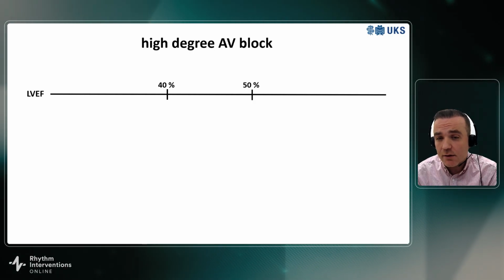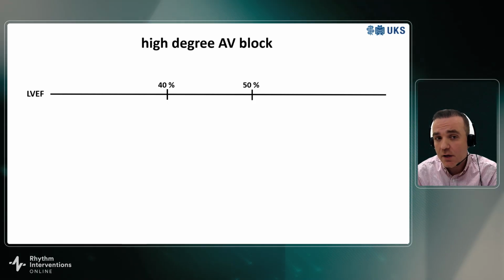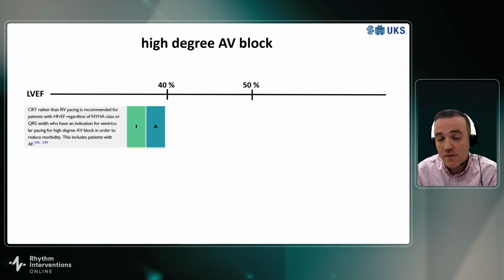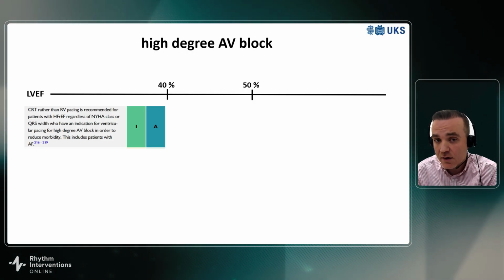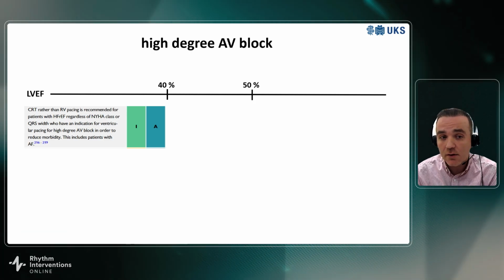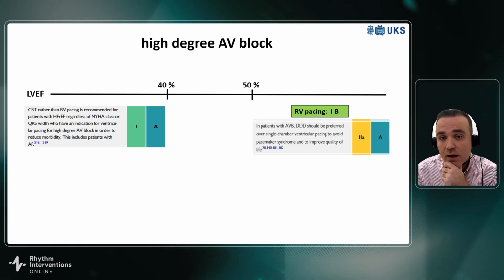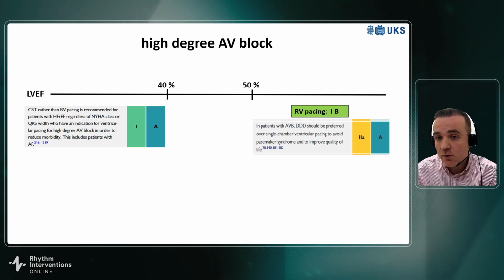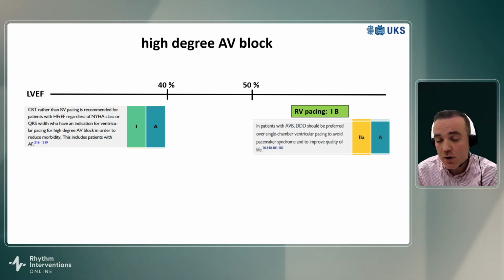And if we look at the guidelines, if we have a patient with high degree AV block, we have to know his LV function before implanting the pacemaker. And here we have three scenarios. The first one, if the LV function is below 40%, it's a clear indication, CRT class 1A recommendation, regardless of symptoms or QRS duration. And if we have a normal systolic LV function, we can go to a normal dual chamber pacemaker with conventional RV pacing.